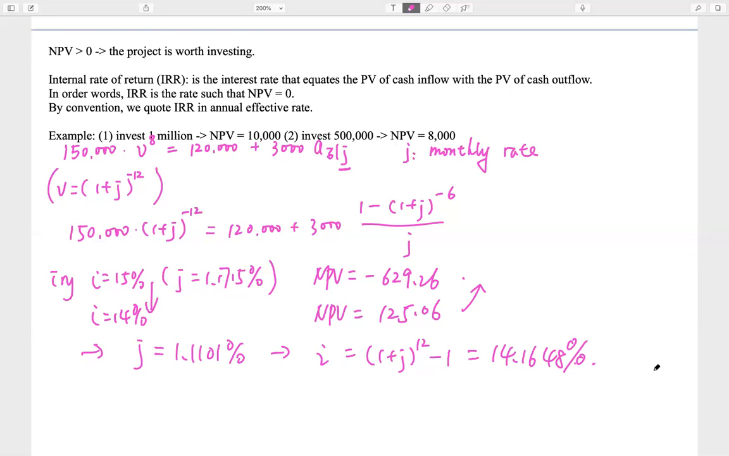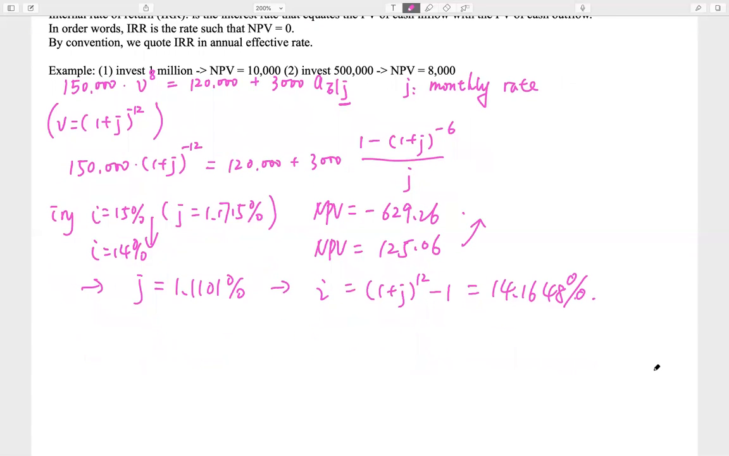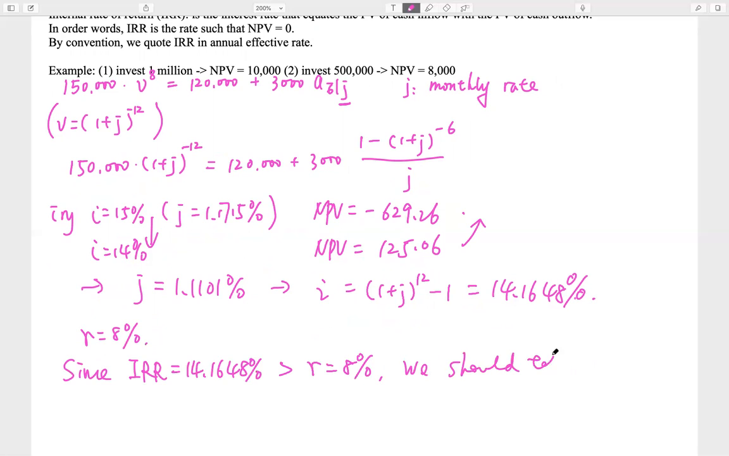Okay, remember previously what is the number? We set r to be 8%. Now it's very easy to do the comparison. Since my IRR is 14.1648%, which is greater than the cost of capital, we should take this project.